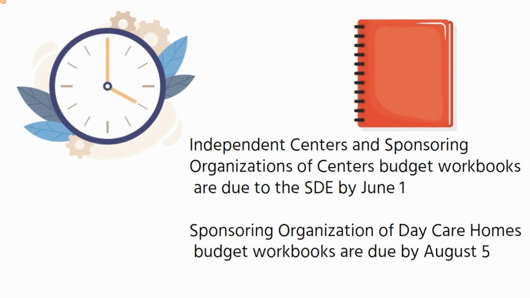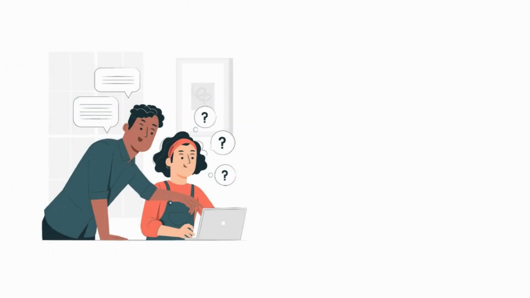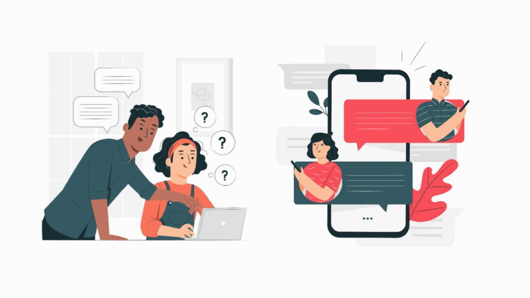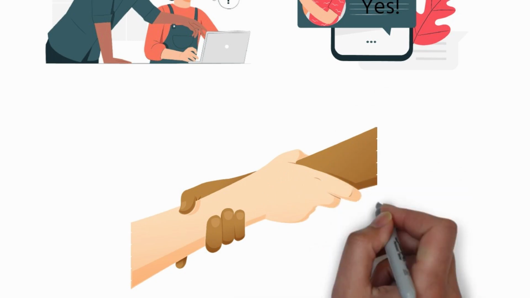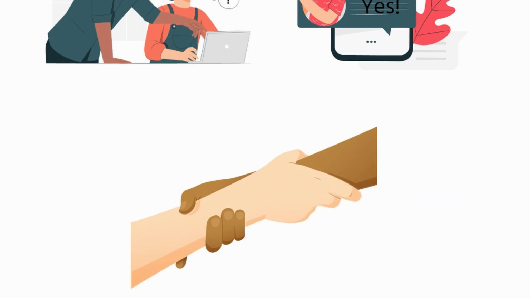It is important the budget workbooks are complete and sufficient detailed information is provided for each budget item before submitting for approval to the SDE. Sponsors may contact the state agency with any questions to ensure the workbooks are complete. Sponsors must ensure the budget expenses listed are allowable. The state agency will provide guidance to the sponsors during this time to assist the institutions with completing the budgets.